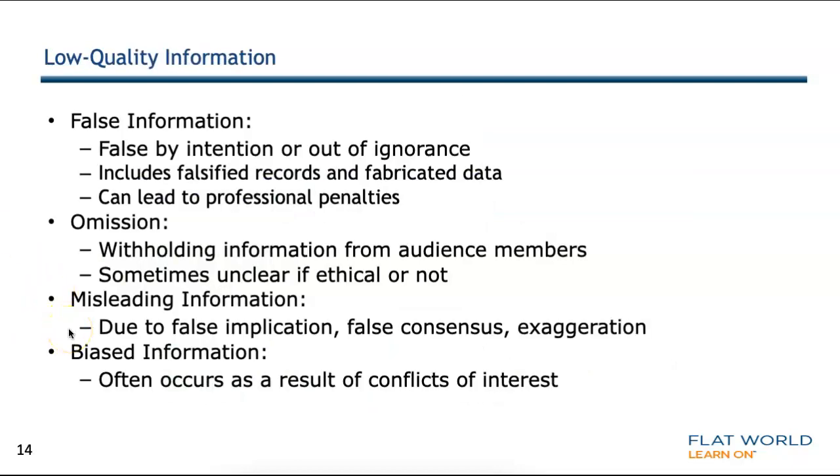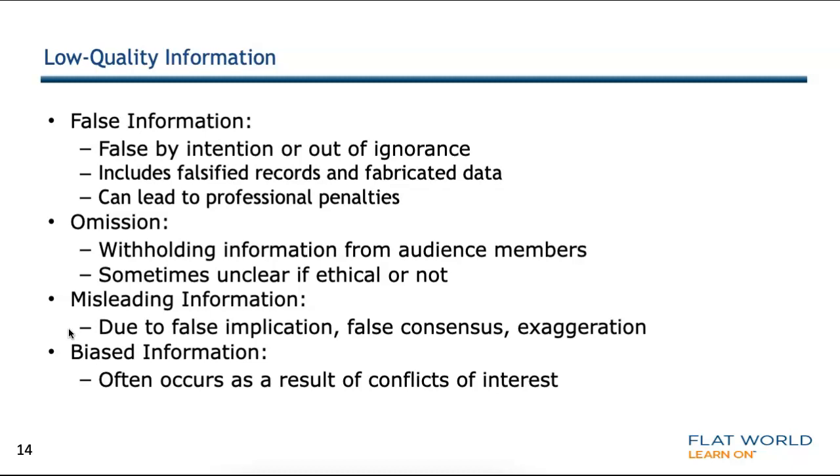False information is something that you hear a lot. A lot of people might do this unintentionally out of ignorance, but it includes falsified documents, fractured data, things like that. Omission is withholding information. You hear about this a lot in the court setting. Omission, making sure you're not withholding information on purpose. And if you do, hopefully it's not from a perspective of ignorance. Misleading information, false implication, false consensus, exaggeration. This happens probably most of the time. People exaggerate, and that leads to misleading or biased information.